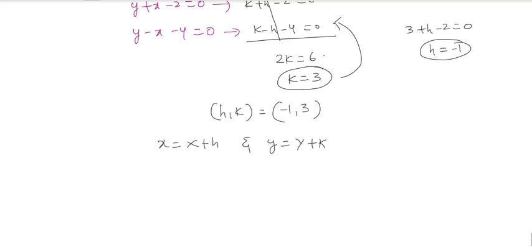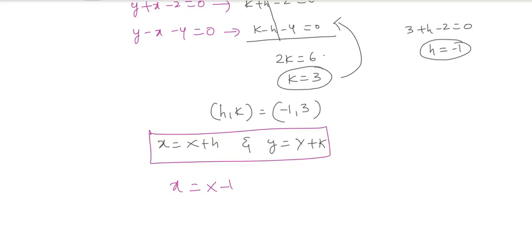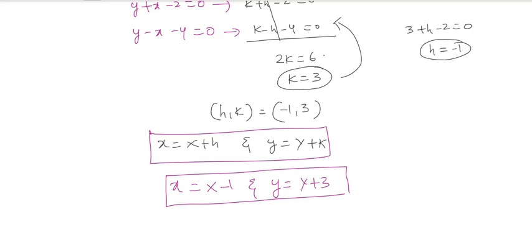So now substitute this one. This is the substitution I have to do. So you know the value of this one. So x is equivalent to capital X, h is minus 1. Then similarly y is equivalent to capital Y, k is 3. So simple. So substitute x as X minus 1 and y as Y plus 3.